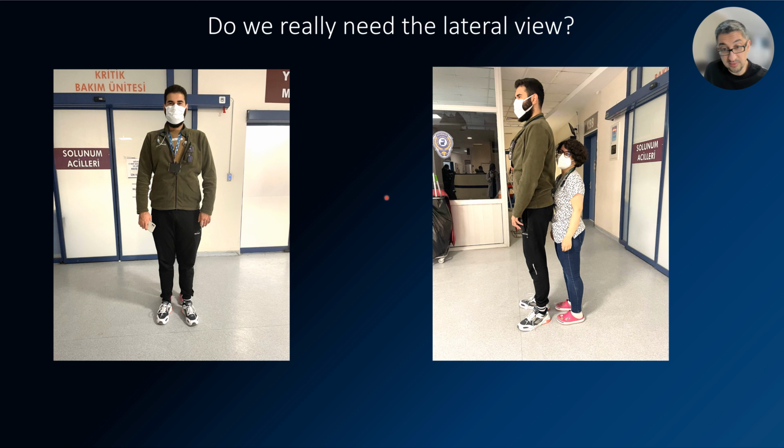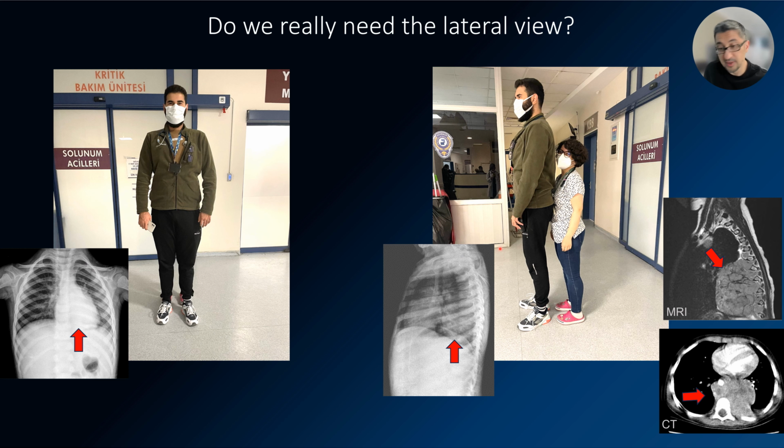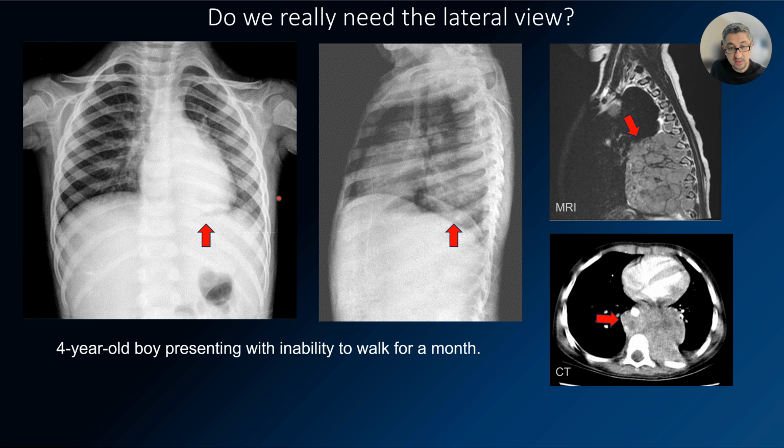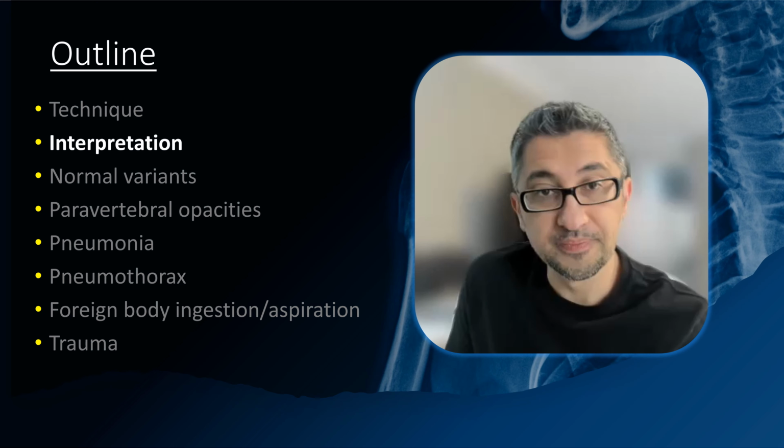This is the main disadvantage of X-ray compared to cross-sectional imaging: overlap. You can have an overlap, and this can lead to missing a large tumor hiding behind the heart, as in this case. This case, a 4-year-old presenting with inability to walk for a month, got a delayed diagnosis because the initial frontal projection was interpreted as normal. But on the lateral view, it can be seen here, and on the cross-sectional images, you can see it very easily.